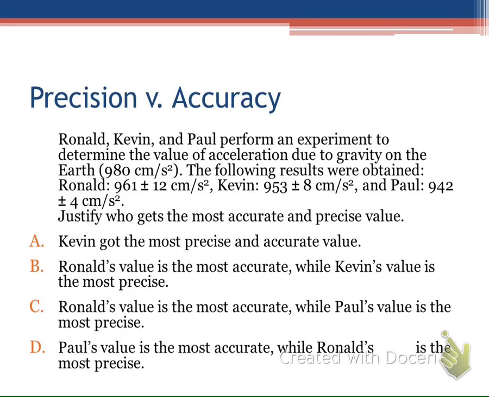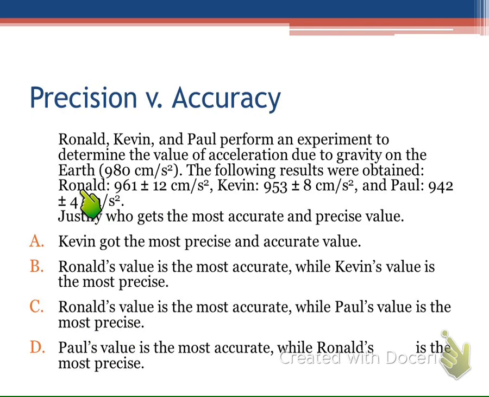For each of these values, they gave their variance numbers. That's what we mean plus or minus. That's telling us it varied plus or minus 8 centimeters either way. Paul's varied plus or minus 4 centimeters per second squared each way. So his values were somewhere between 938 and 946. That's what he's telling us. His average overall was 942, but he had very little variance, which means he has the most precise. Okay, so Paul was most precise.